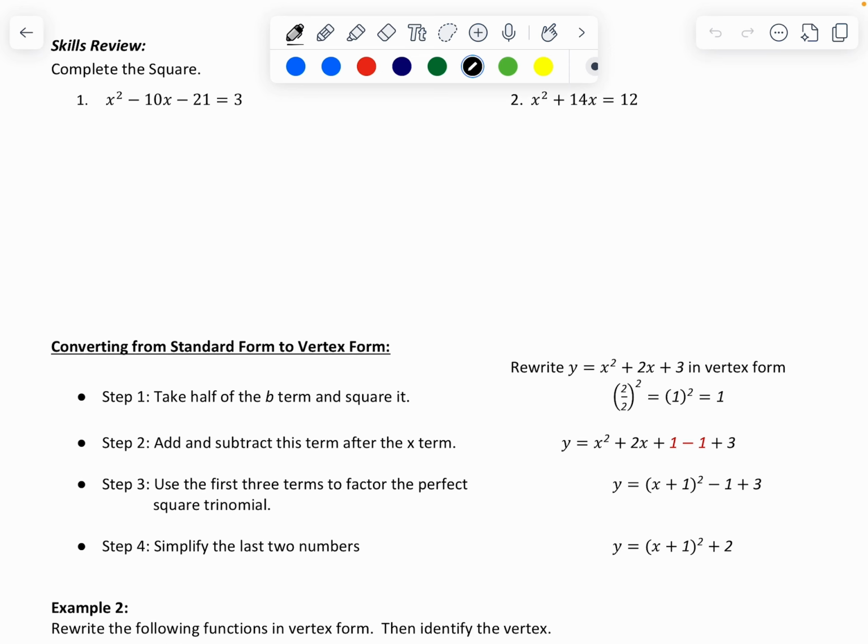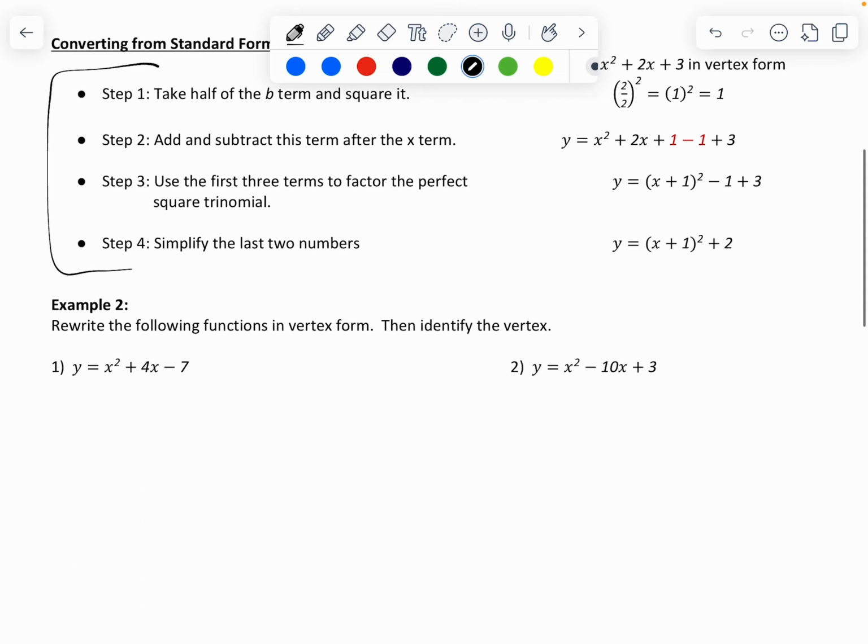It's very similar to completing the square, so the first part is similar, but there's just one little tweak that changes it just a little bit, okay? So you can look at this top part up here, you can read through that, and then I'm going to start showing you how this actually works to put it into vertex form, okay?